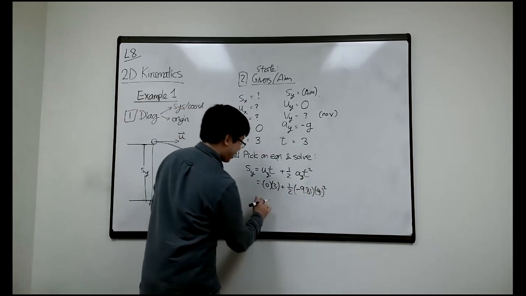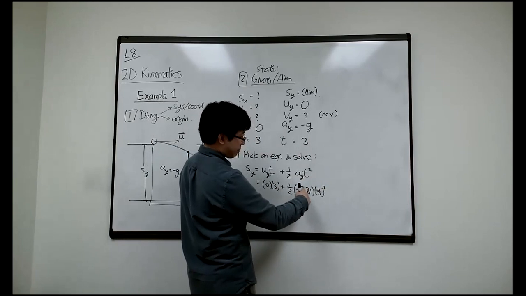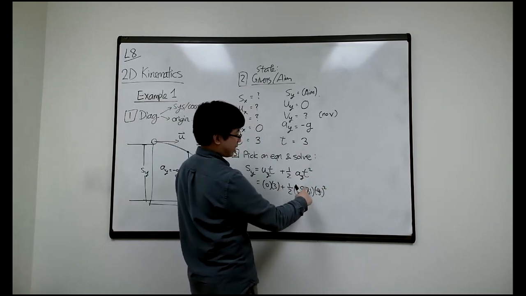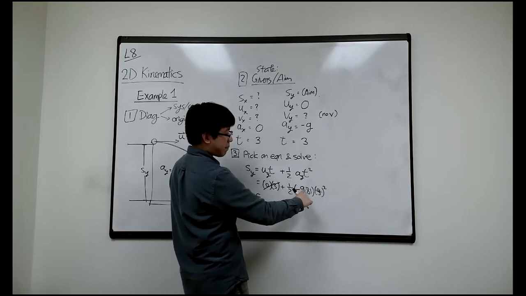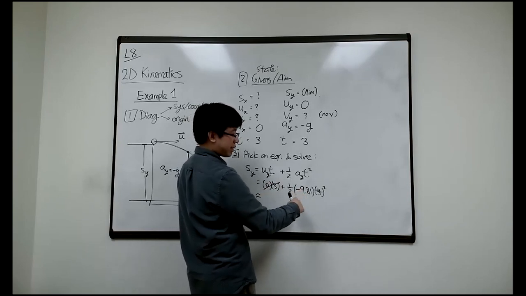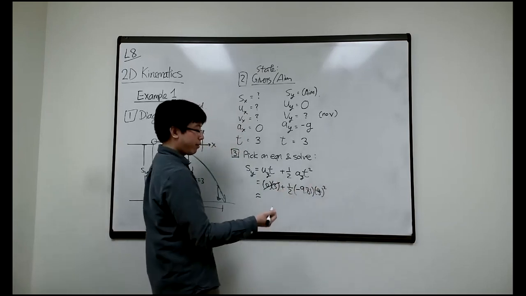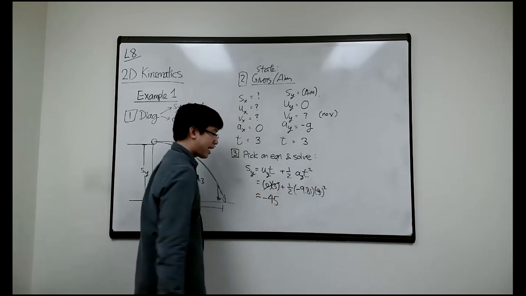I think I got, so you can double check, I was approximating this. Let's see if I can do this in my head. Let's approximate g with 10. So minus 10 divided by 2, that's minus 5 over here. 3 squared is 9, 9 times 5 is 45. So this should be around 45, and I'll get a minus sign like this.